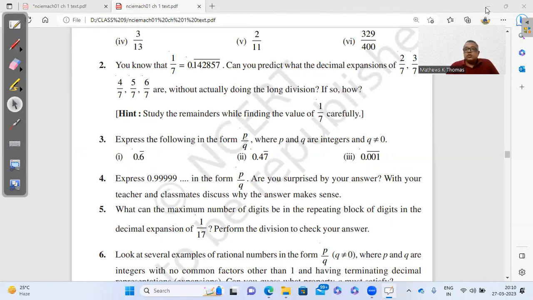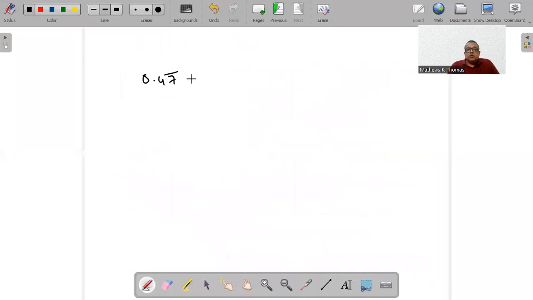So how to do this? So this I am explaining. 0.47 bar, assume it as x. I told you that when the decimal is not in front of the bar, you will have to bring it there. So what am I going to do? I'm going to multiply this whole thing by 10. I'm going to multiply LHS with 10. I'm going to multiply the RHS with 10. So when I multiply by 10, I'm going to get 4.7 bar because the decimal will shift one place to the right. Equal to, multiply this by 10, we get 10x.